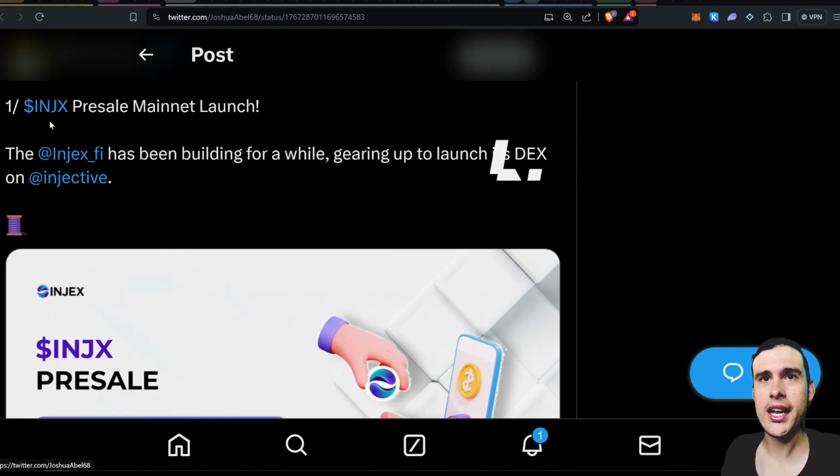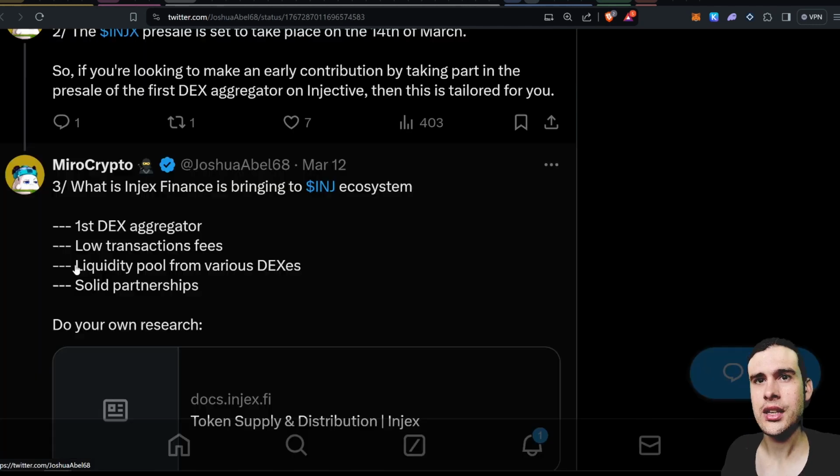So we have the INJX presale mainnet launch. They are the first DEX aggregator on Injective. So what's that? Like the Injective version of Jupiter, right? These guys are a DEX aggregator. They'll find the cheapest route for swapping any token. We need this, the INJX. So I'm pretty bullish on this.